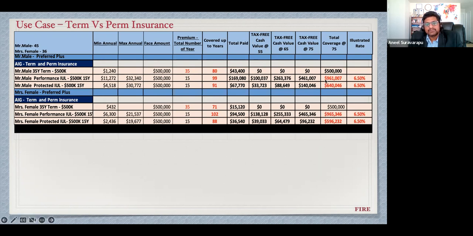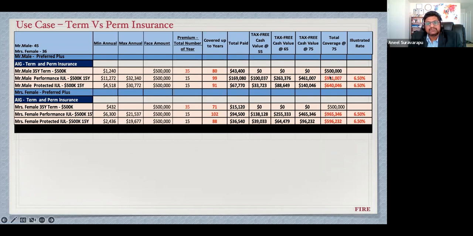See here, the beautiful thing is, whatever the 500K term remains the same, but here the 500K is a base, plus whatever the cash value that is coming from the policy. So 461K at the age of 75, the total coverage that he has is close to 961K.